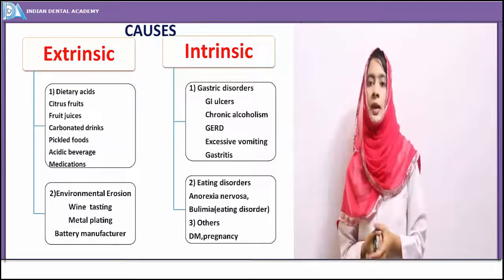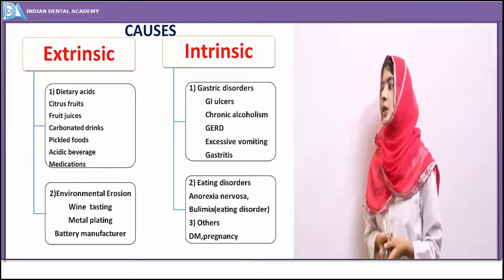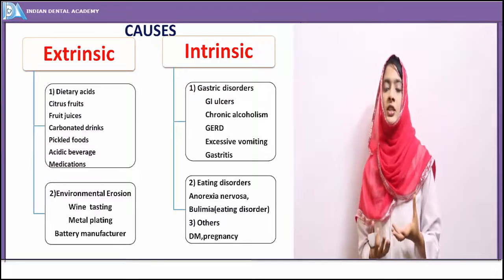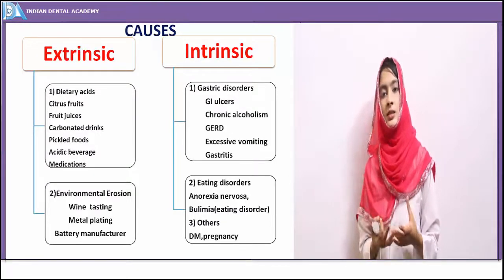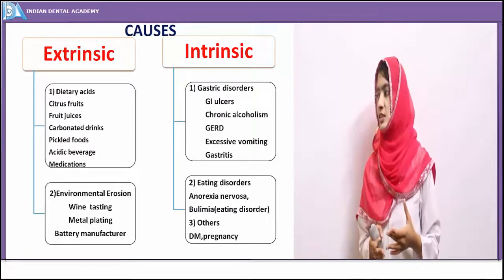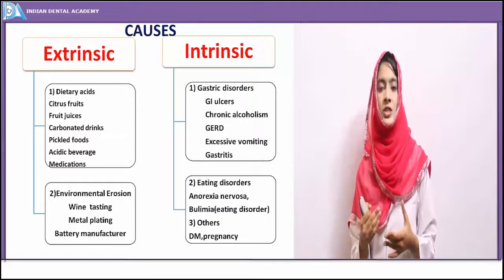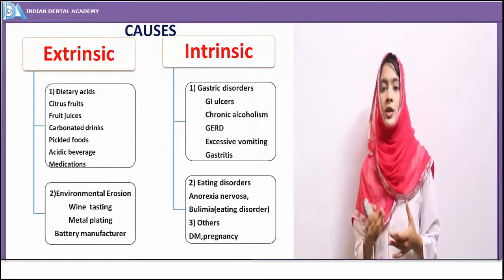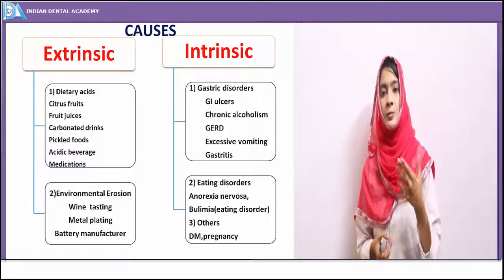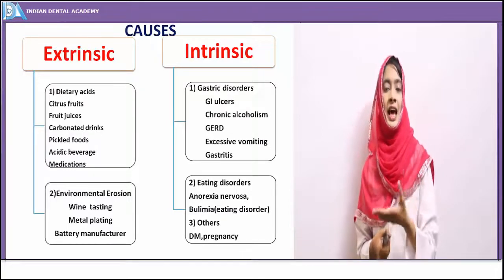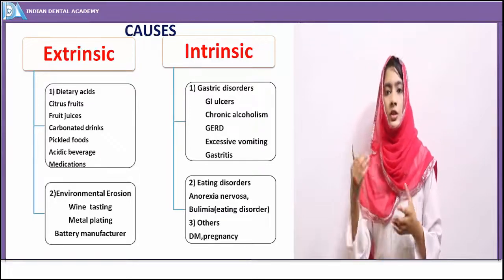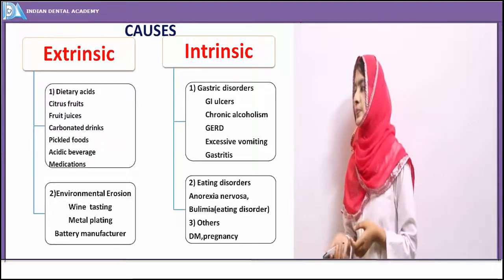Erosion is usually seen on the buccal or cervical areas of the teeth. The intrinsic sources are exposure of the oral cavity to fluids regurgitated from the stomach, either because of gastrointestinal disorders like peptic ulcers, or excessive vomiting associated with disorders like anorexia and bulimia. Whenever the regurgitated acid is exposed to the tooth surface, it has a very low pH, less than pH 1, so it leads to erosion of the tooth surface.